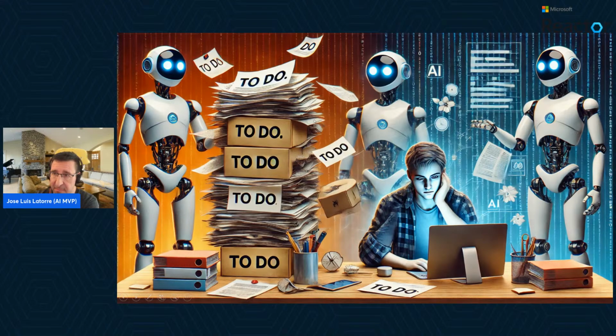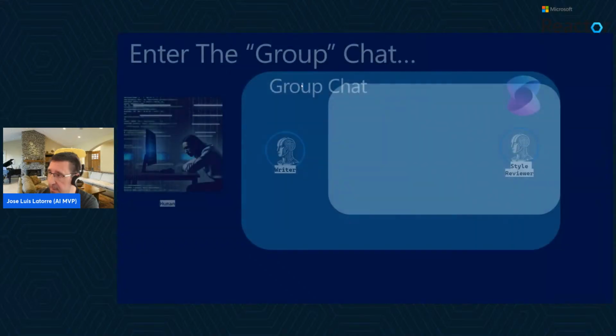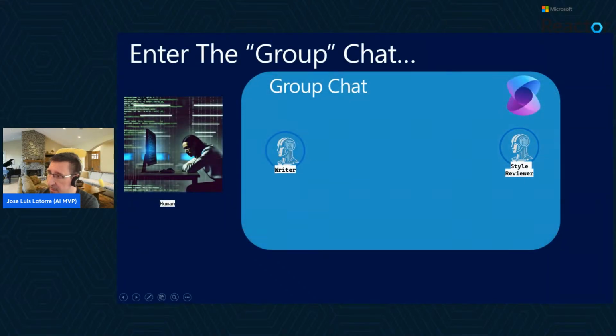But first, I would like to show you one of the most important achievements, created around the end of 2023 in the AutoGen project, which is the group chat. What I'm showing you is not the AutoGen group chat, it is a Semantic Kernel implementation.